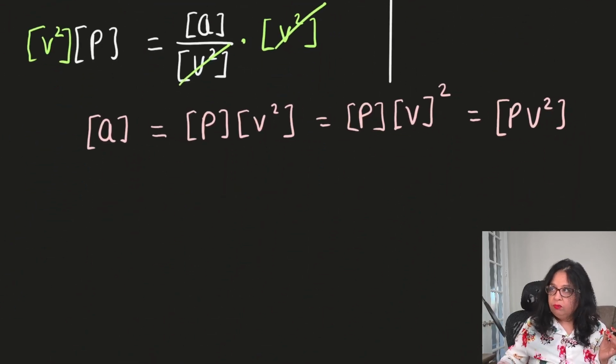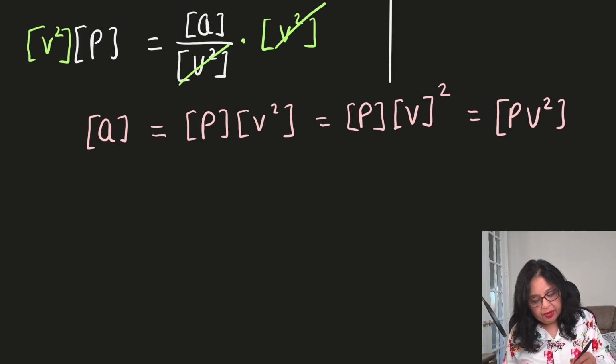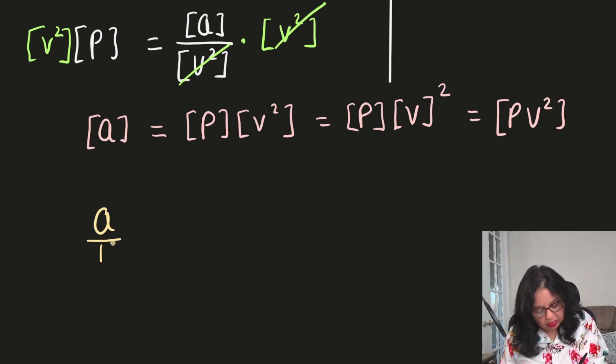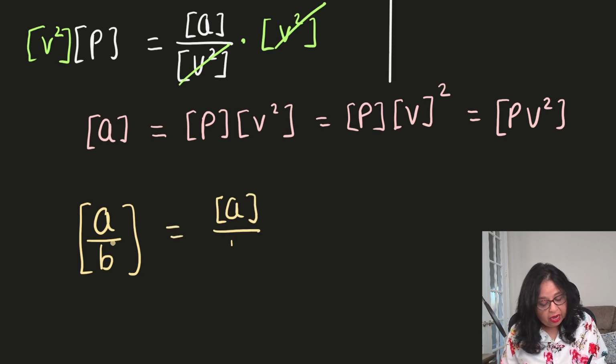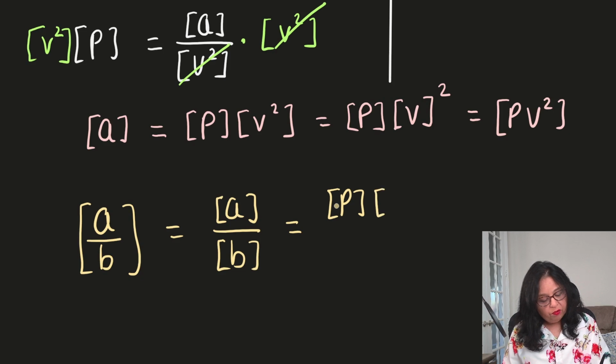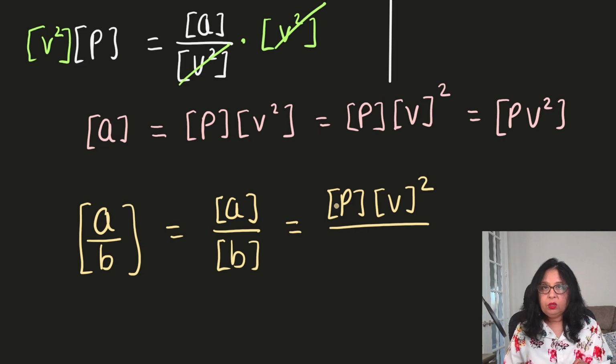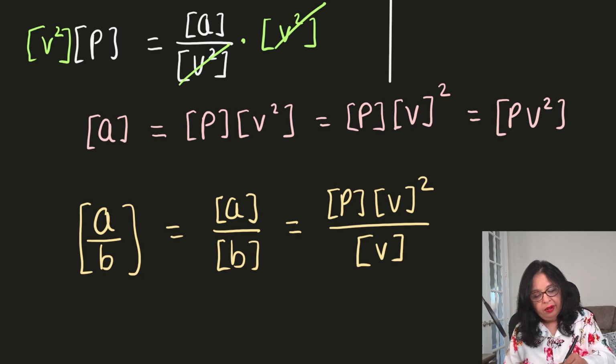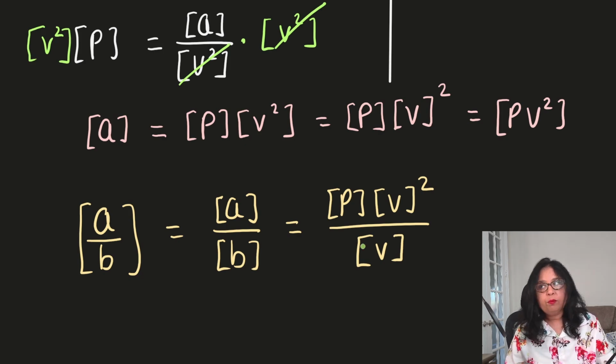Now we want to find out the dimensional formula for A over B. All right. So here's the A over B's dimensional formula: it is the same as dimensional formula for A divided by dimensional formula for B. Dimensional formula for A is equal to dimensional formula for P times dimensional formula for V and the square of that. And the dimensional formula for B is equal to dimensional formula for V. Now right away, I'm sure you see that this dimensional formula for V at the bottom on the right hand side cancels out one of the dimensional formula for V at the top.